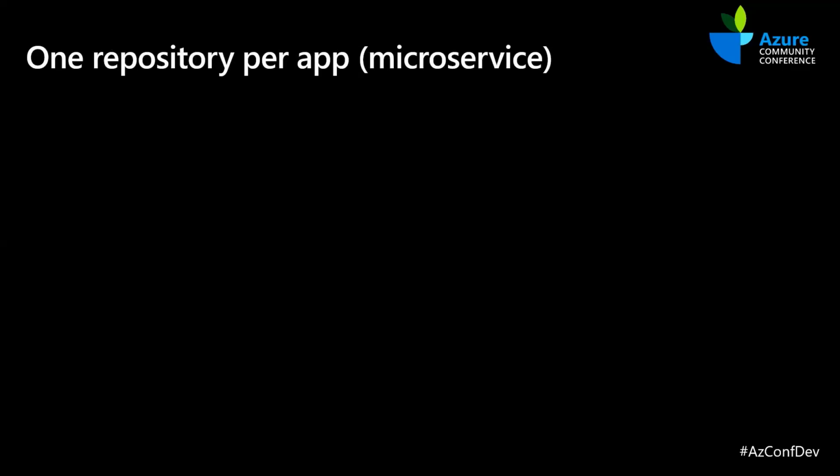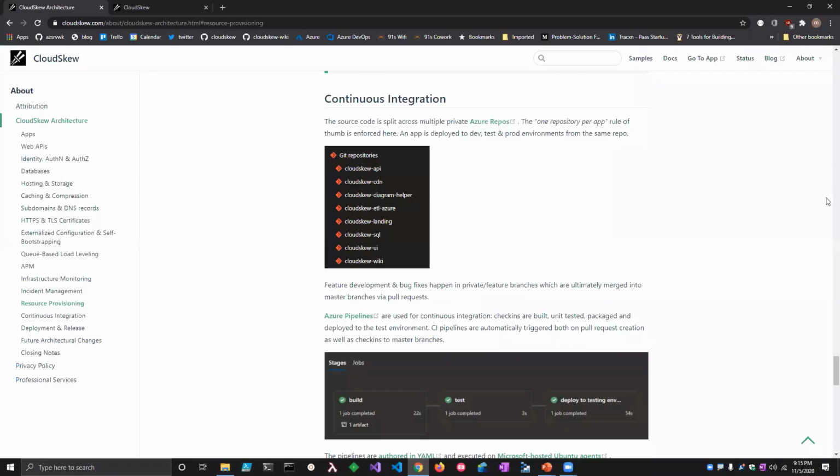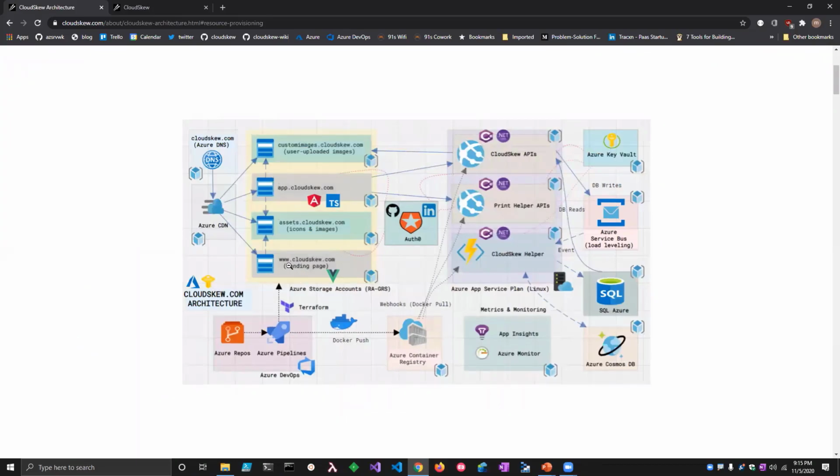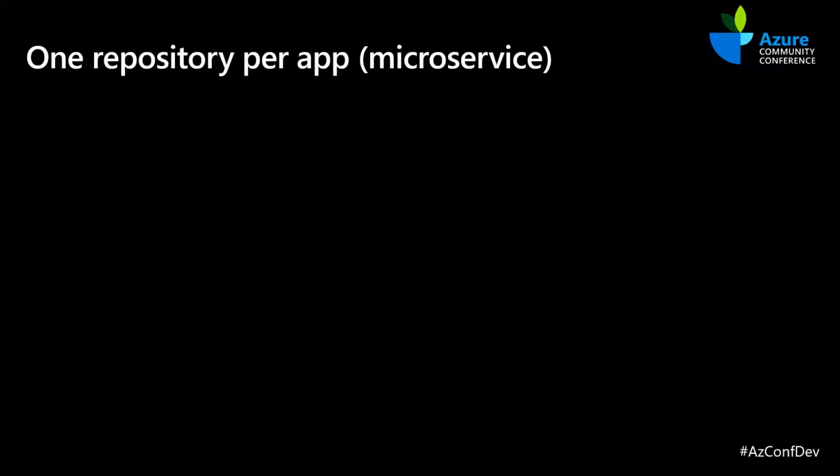We use a one repository per app rule. So in our example, we saw that we had a whole bunch of apps. The front end, which is the diagram editor, the landing page, and the two backend APIs. We use one repository per app. So we deploy to all the environments, the dev environment, test environment, and prod environment from that one repository. So let's say we have a repository for the landing page. That repository is responsible for deploying to all three environments.